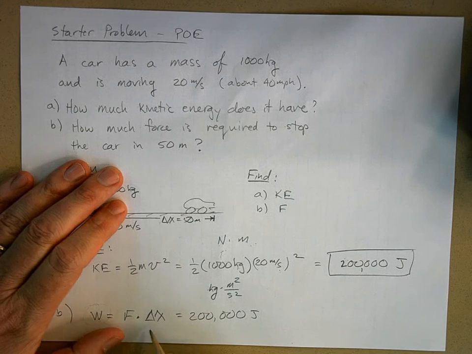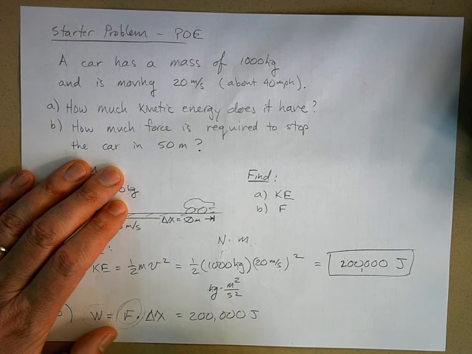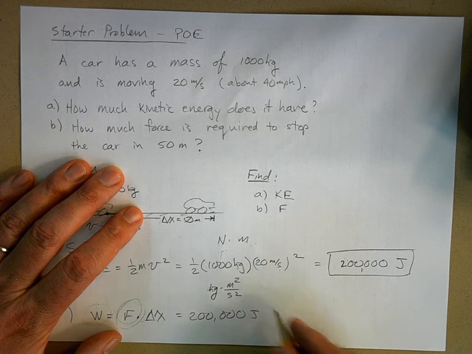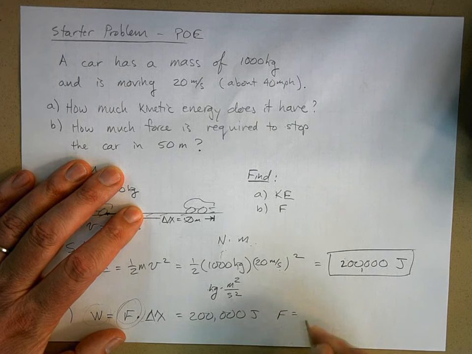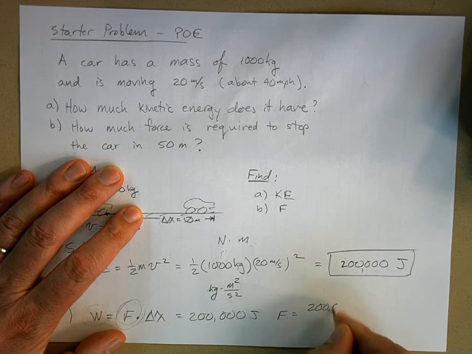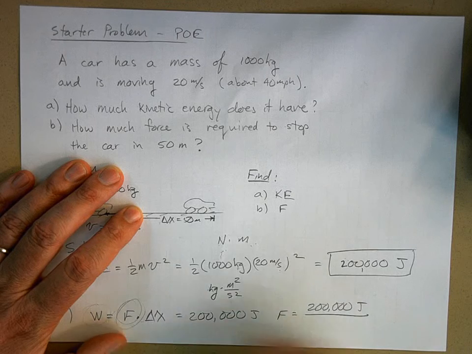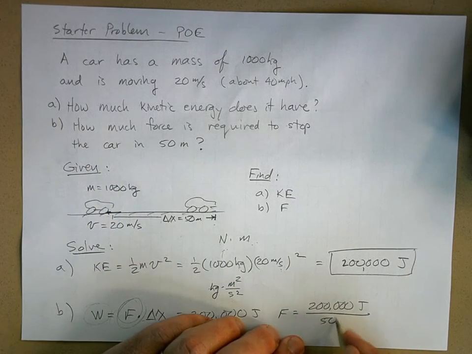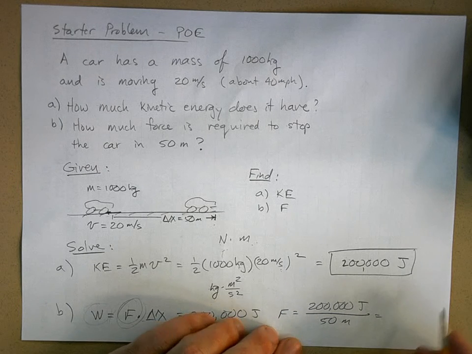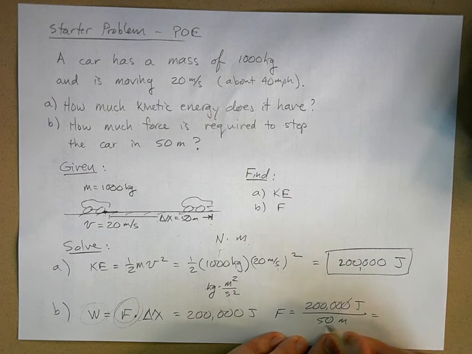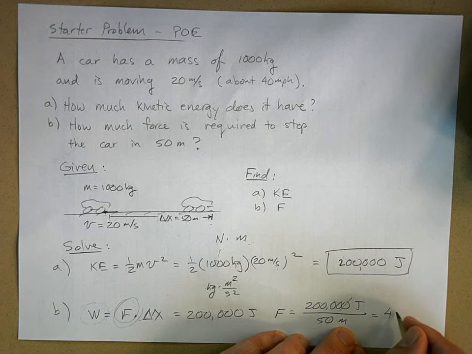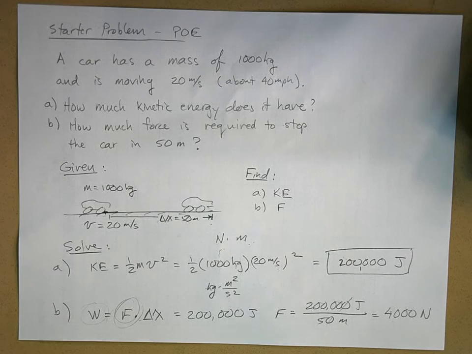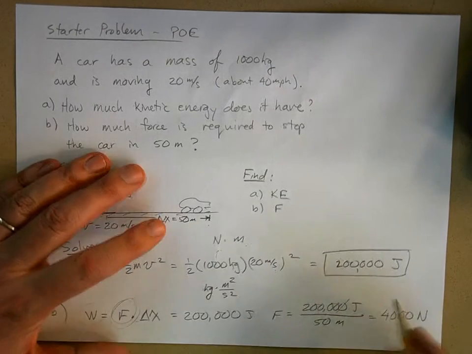But to solve for the force, you just divide the energy you need to take away by the distance, or the displacement. And so the force is going to be equal to 200,000 joules divided by delta x, and delta x was given to be 50 meters. And what is that? 4,000 newtons. Is that right? Yeah. Agree with my arithmetic? Okay. And so that's my answer.